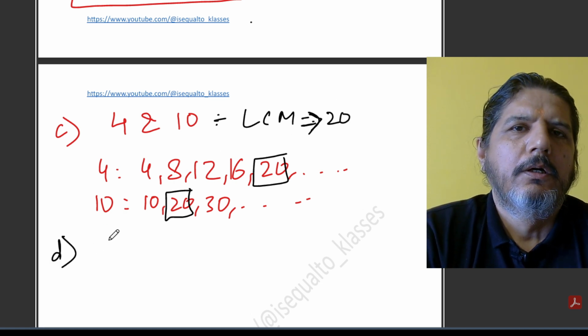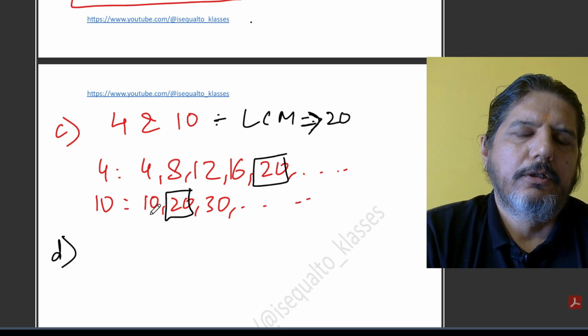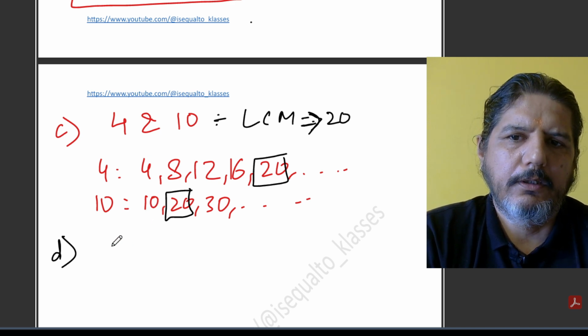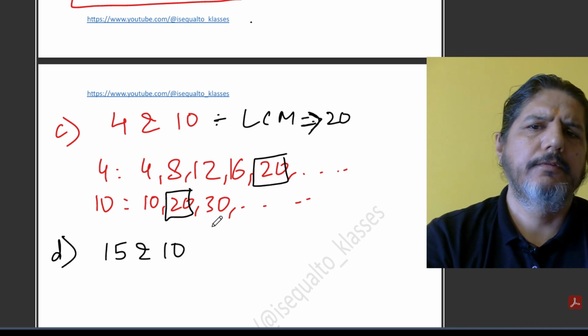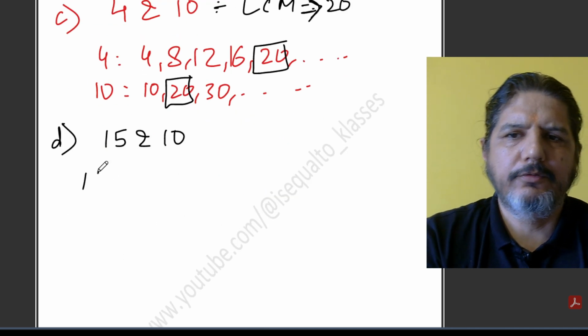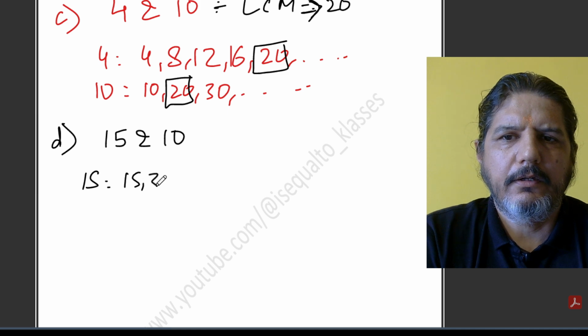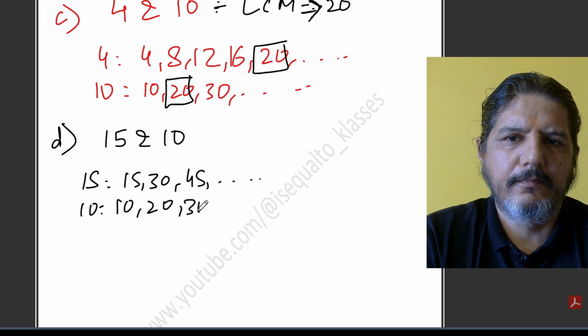Let's find the LCM of another group of numbers. For example, say 15 and 10. So I'll write the multiples of 15: 15, 30, 45 and so on. Multiples of 10: 10, 20, 30.